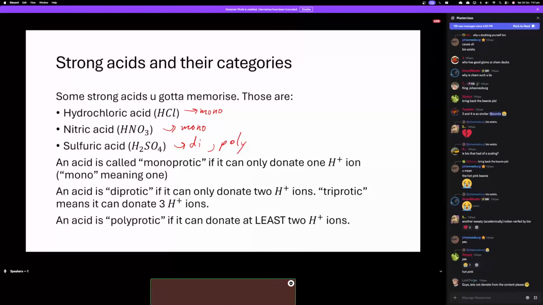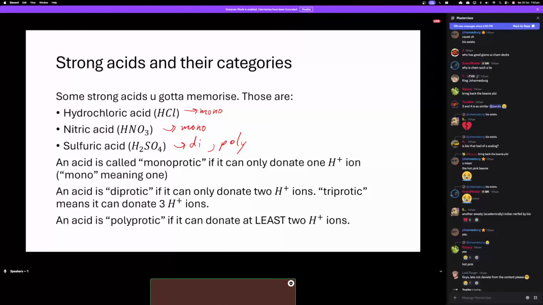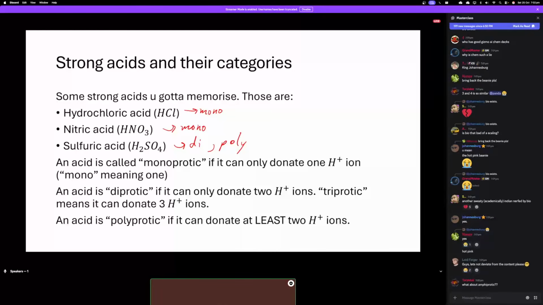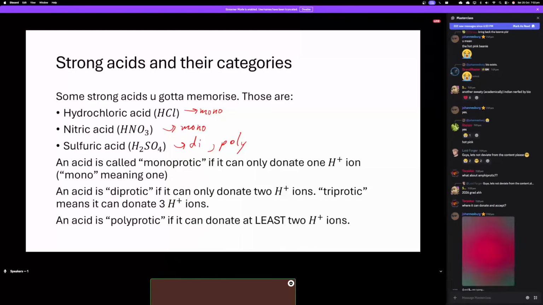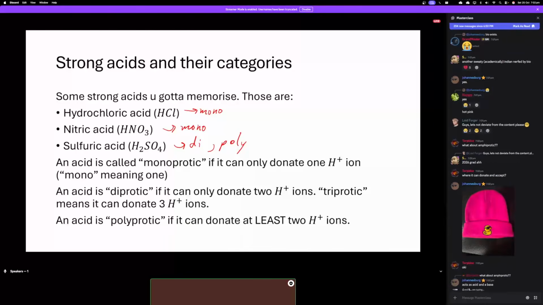Hopefully that makes sense. Going through these fairly quickly. You guys can talk about whatever in the chat. I don't really mind. But if you have any questions, do ping me. What about amphiprotic? We will cover amphiprotic species. They are coming up. We'll get to them. Don't worry.